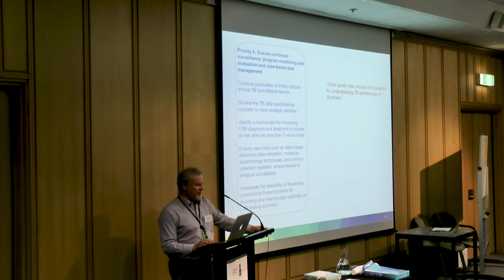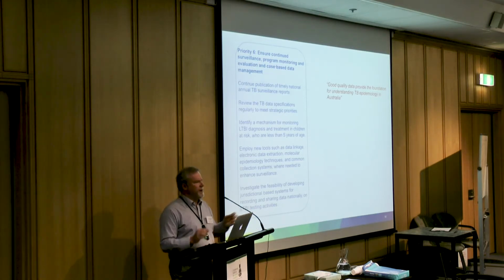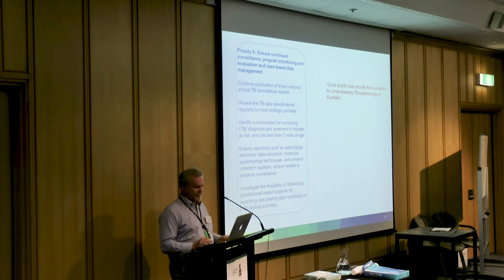We're getting through these priority action areas. Priority 6 is to ensure continued surveillance, program monitoring and evaluation, and case-based data management. This is not only maintaining what we're doing in the production in a timely fashion, and probably more timely than we do for national surveillance reports, but also looking at whether the data we collect meets our strategic priorities, looking at ways of monitoring latent tuberculosis, and even the big question, should latent tuberculosis be a notifiable disease? Would that streamline some of the issues about collating data and following patients?